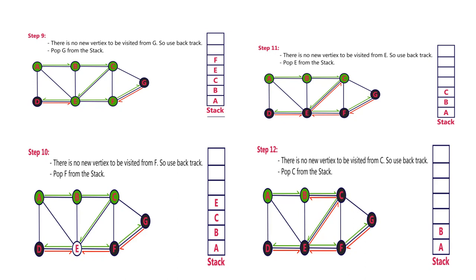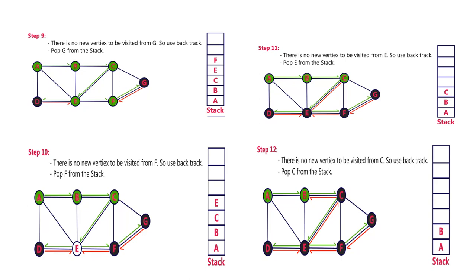Now for F, we are going to see what the adjacent vertices are. The adjacent vertex is G, and C has already been visited. So now we are going to check from F the adjacent vertex G, visit it and put it onto the stack.